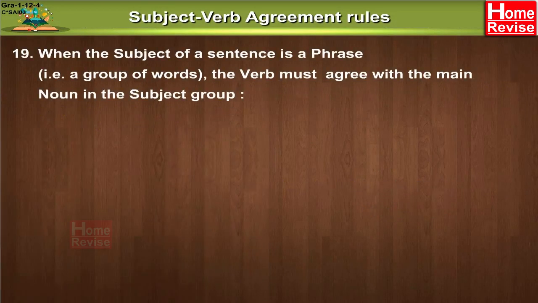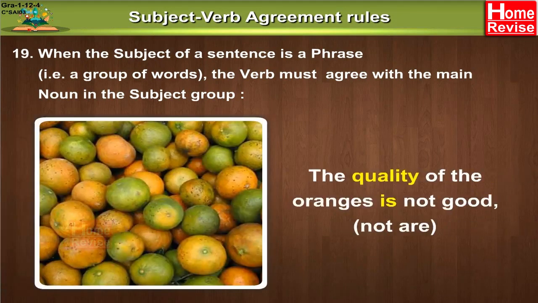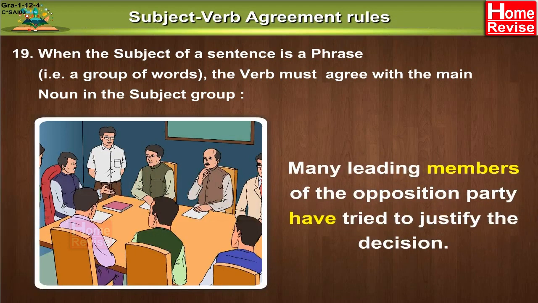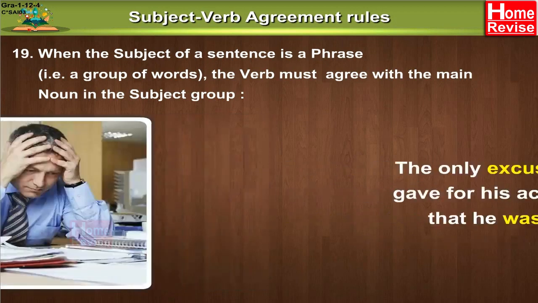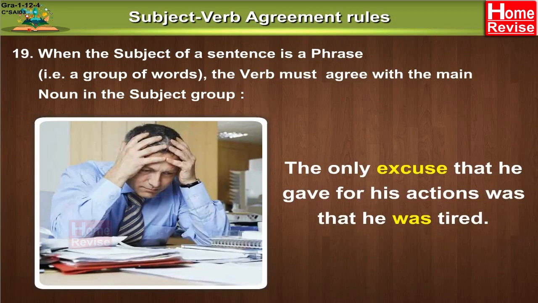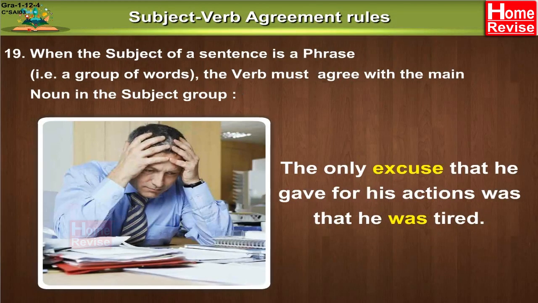19. When the subject of a sentence is a phrase, that is, a group of words, the verb must agree with the main noun in the subject group. The quality of the oranges is not good, not are. Many leading members of the opposition party have tried to justify the decision. The only excuse that he gave for his actions was that he was tired.